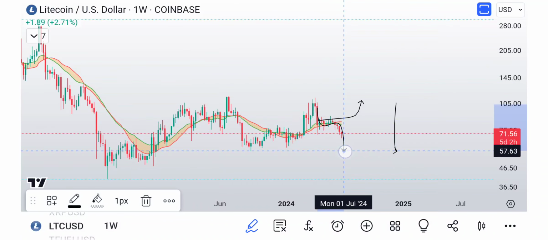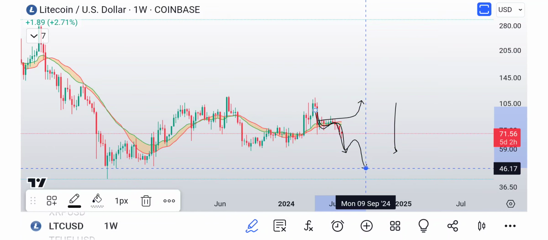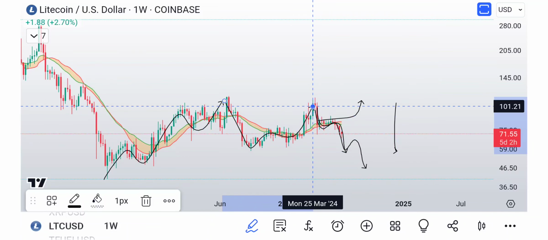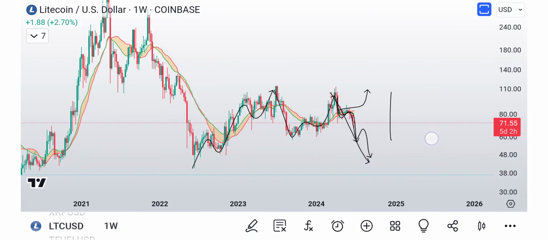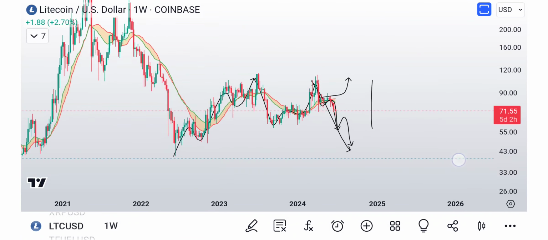So this could actually do something like this: 1, 2, 3, 4, 5. Get down here into the low, right, which would be essentially 1, 2, 3, 4, 5, and this would be A, B, and then C. So that would probably be the most idealistic count if we're going to be kind of neutral here.